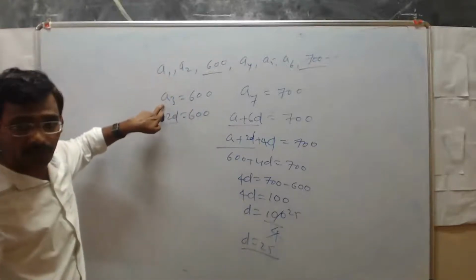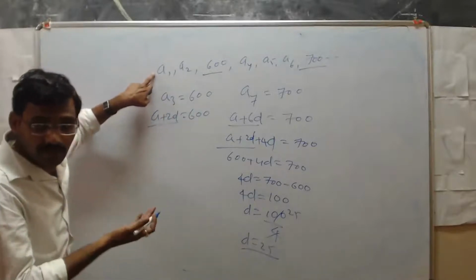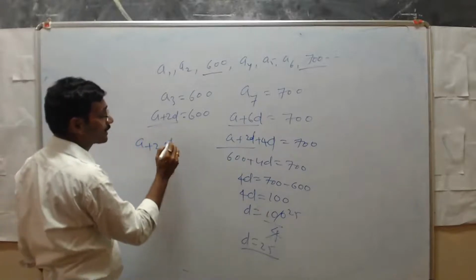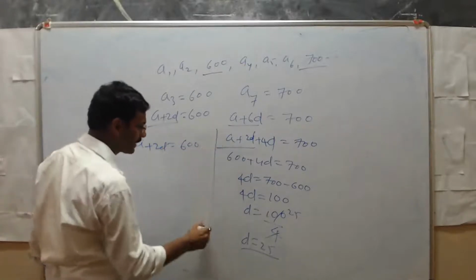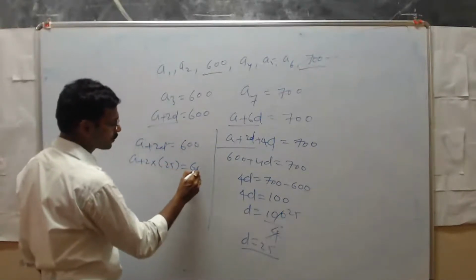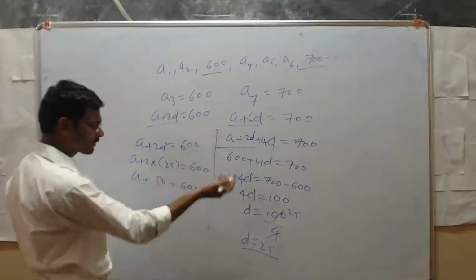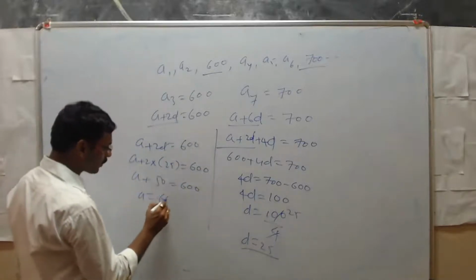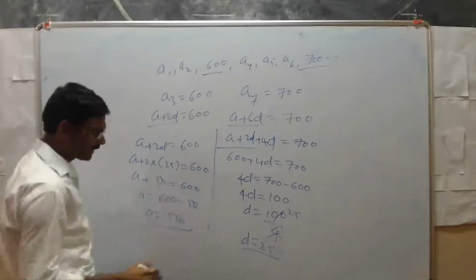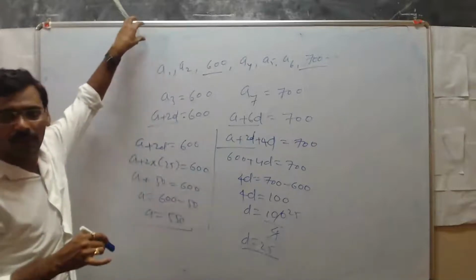Then we have to find the first year. In the first year, how many TVs are we producing? What is A1? We don't know. The second year is A plus D, so the third year is A plus 2D, which is equal to 600. Then A plus 2 into the D value of 25 is equal to 600. A plus 50 is equal to 600. Plus 50 goes to minus 50. A is equal to 600 minus 50. Then A is equal to how much? 550. Therefore, in the first year they produced how many TVs?